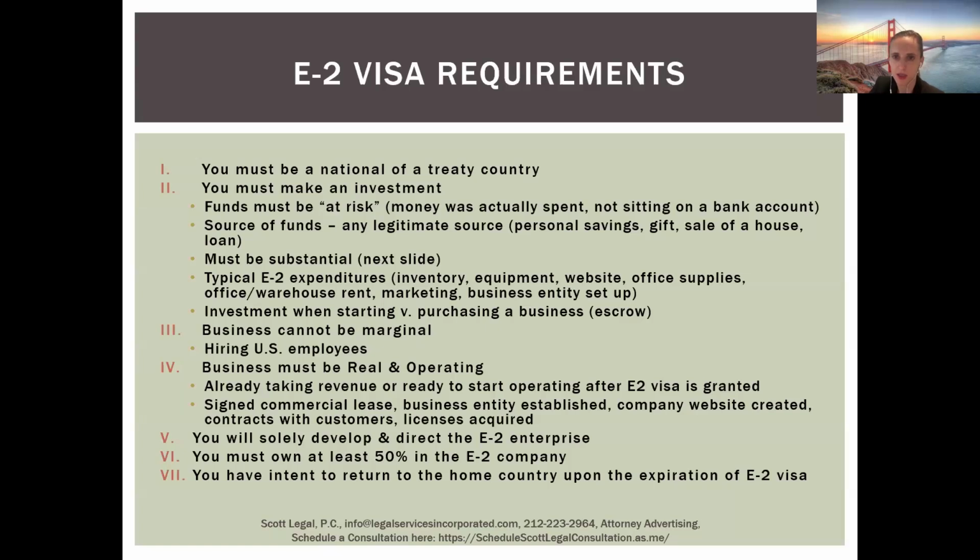So the E-2 investment must be substantial, and we'll go over what substantial means in a little more detail on the next slide. So what are some typical E-2 expenditures that could count? If you are purchasing a business in the US or purchasing a franchise, then the E-2 investment would be the purchase price. You pay either to the seller or to an escrow agent, and usually that would be the only thing we would include.